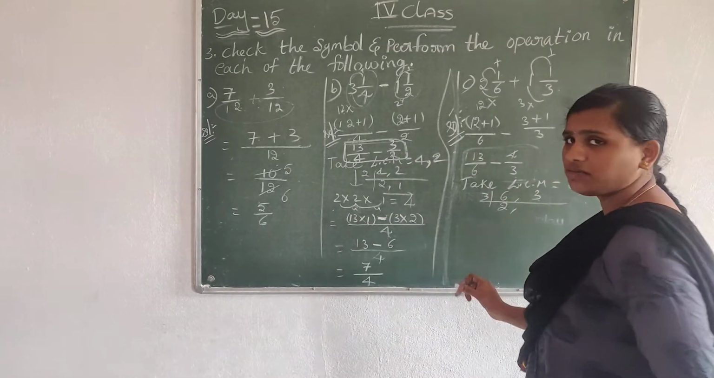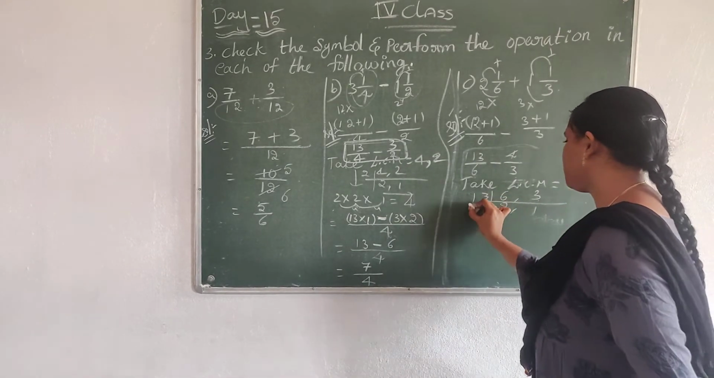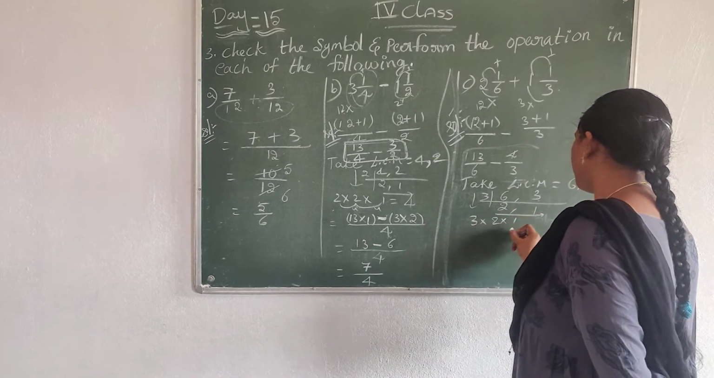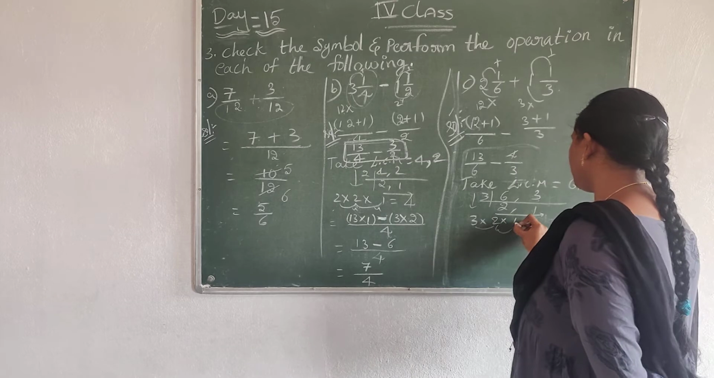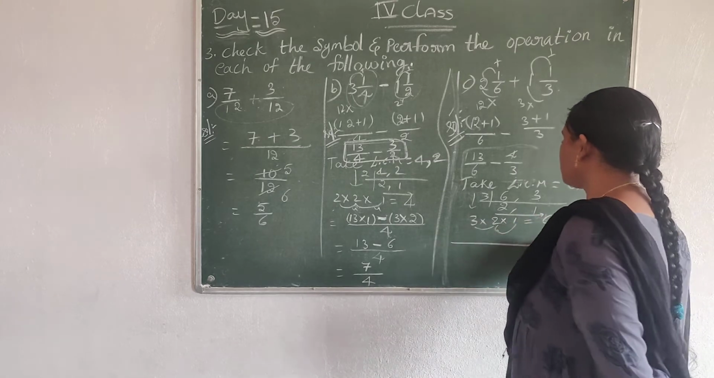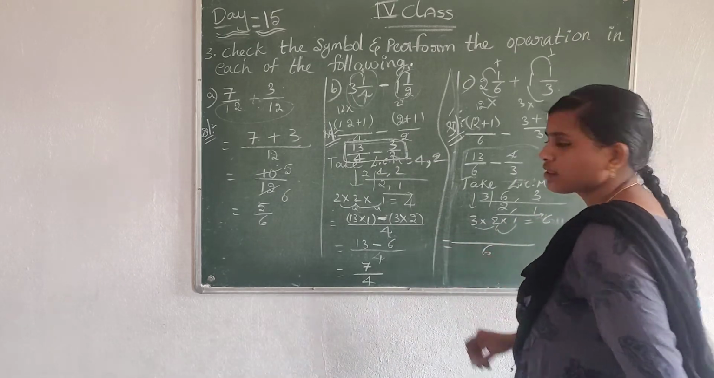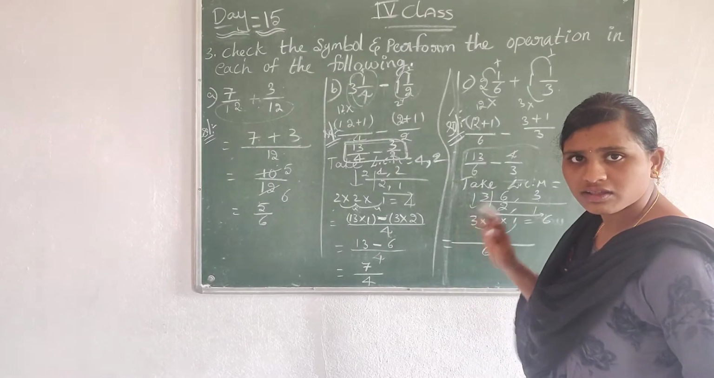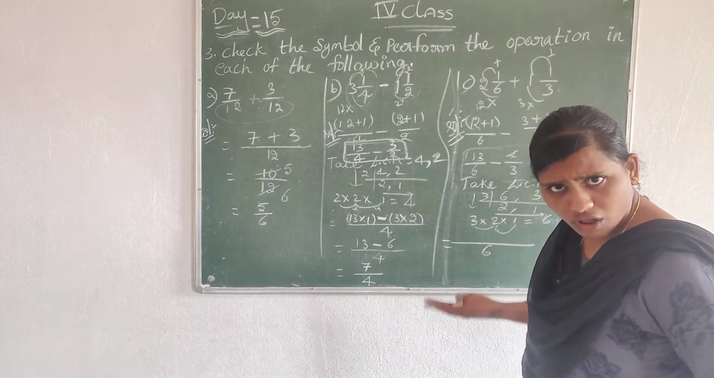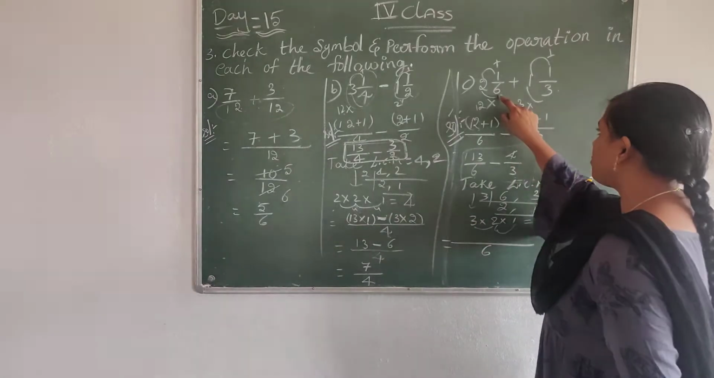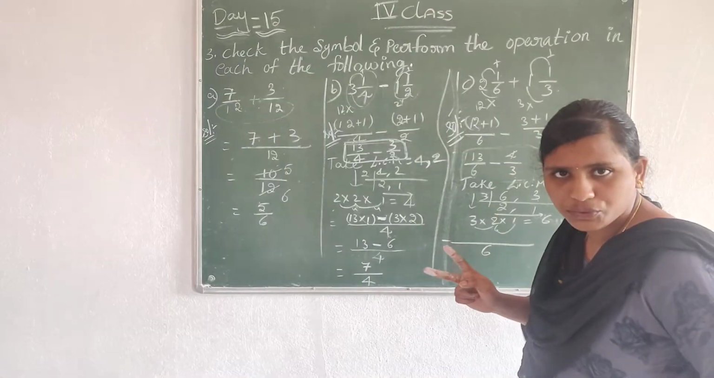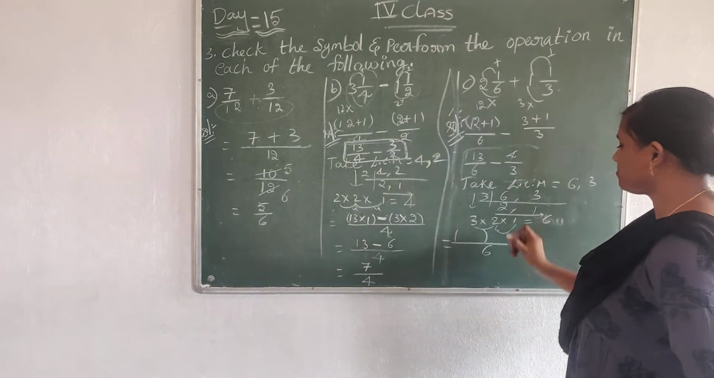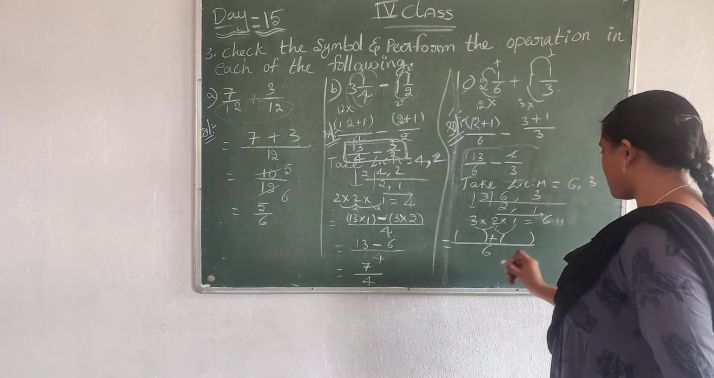3 here 2 times, here 1 time. 3 into 2 into 1. 3 twos are 6, 6 ones are 6. So the denominator is how much? 6. How many fractions do we have? 2. Let's take a bracket. What is the symbol? Plus.